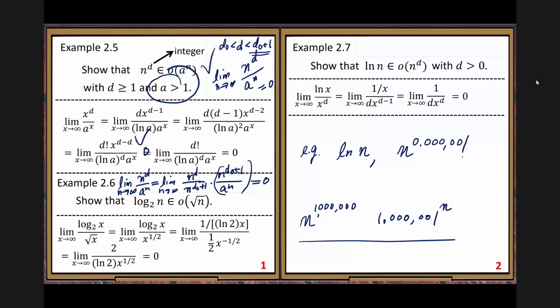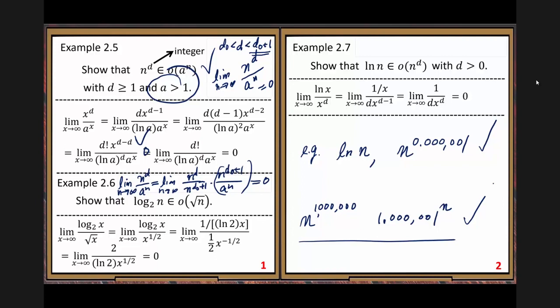But when we do comparison between these two functions, which one eventually wins the growing race? Think about these two examples, one here, one here.